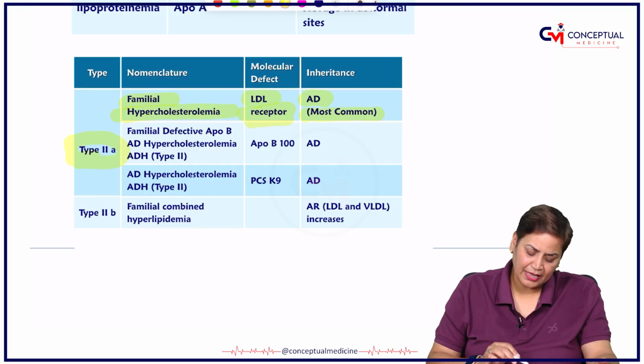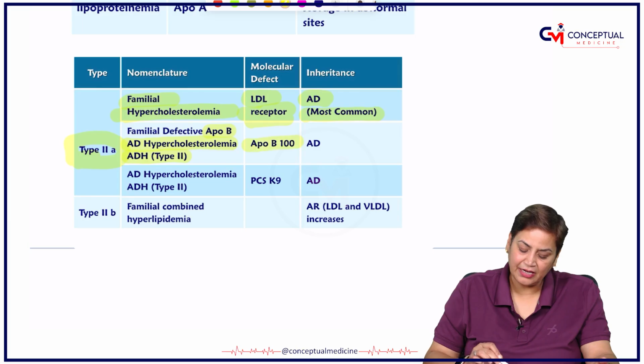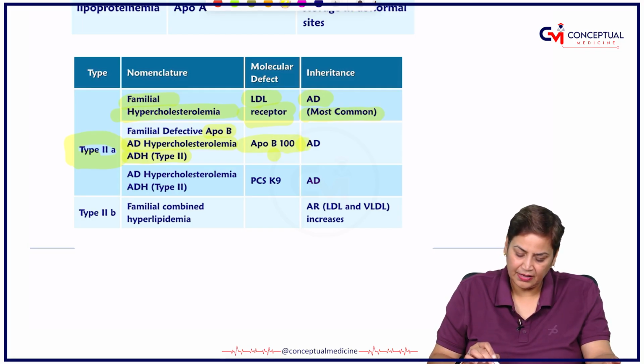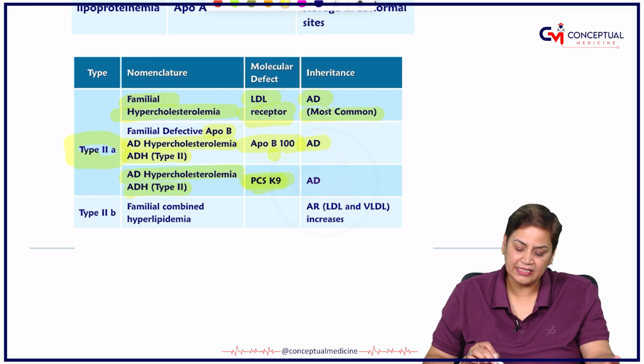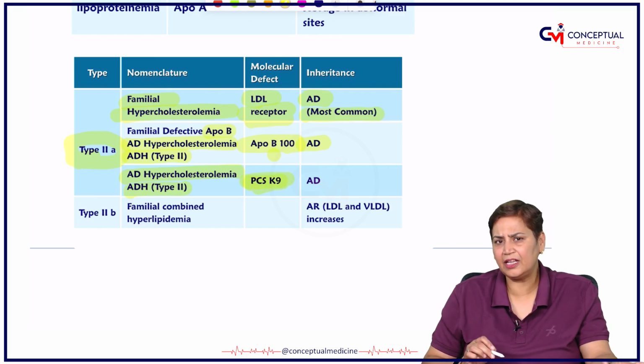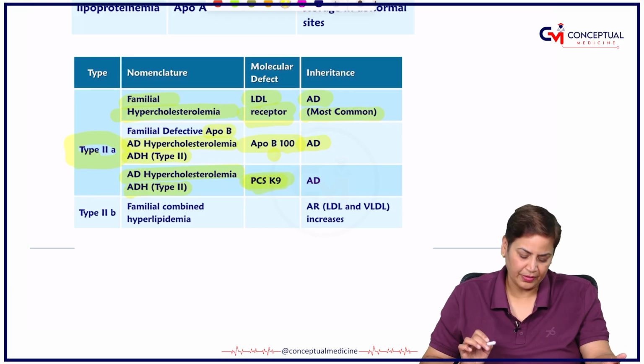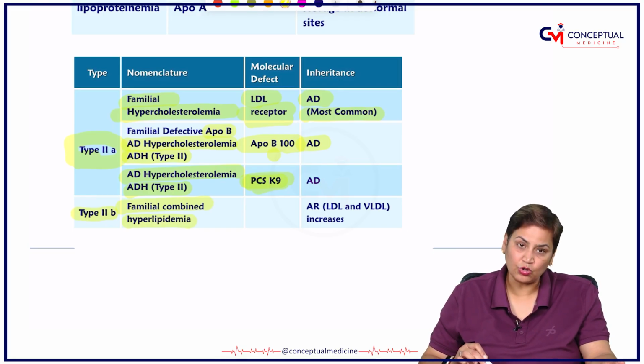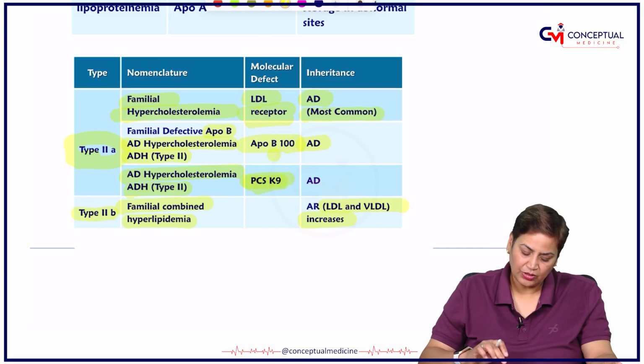In type 2A, there is also one called familial defective Apo B, an autosomal dominant hypercholesterolemia, or type 2 where Apo B100 is defective. Again, if we talk about Apo B100, it is the ligand for the LDL receptor. So, you can say again it is autosomal dominant. Then again in ADH type 2, PCSK9 is there, which is defective. This is a protein which is targeting them to the lysosomes. Again, it is autosomal dominant. And type 2B is familial combined hyperlipidemia, where it is autosomal recessive, where LDL and VLDL both will increase. Okay, so this table is very important.